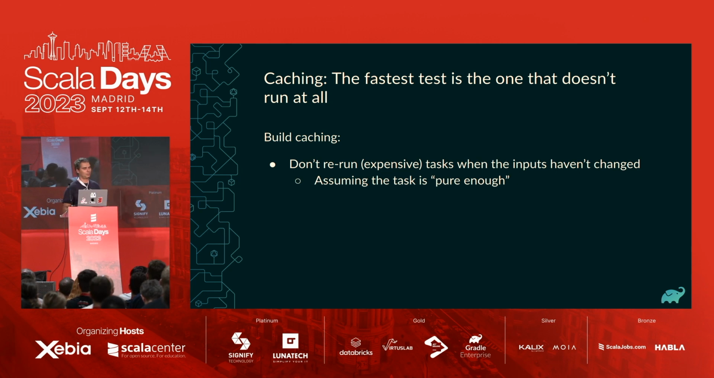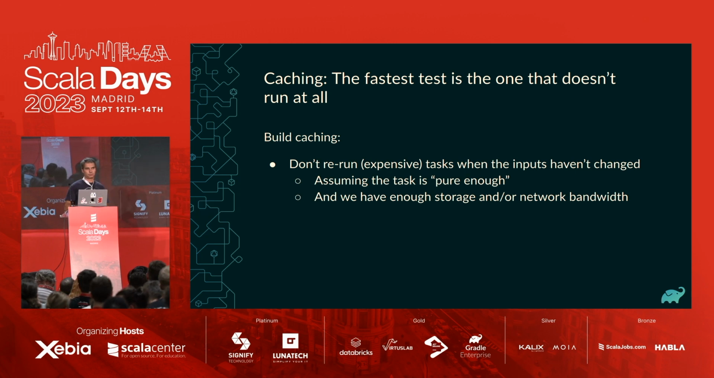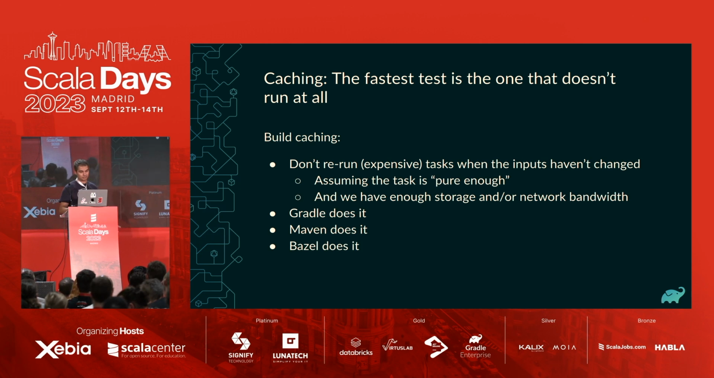Of course, you will run into trouble at some point if you're not careful, but this can be done. And the other concern is that you will need enough storage and network bandwidth. This is a trade-off. You might need to download a lot of stuff from the cache and upload. And it's not always clear that it's faster to do that compared to recompiling some sources. Especially if you're on a network-constrained device, maybe you're at home working remotely, uploading a lot of stuff may not work very well. But Gradle does it, Maven does it, and Bazel does it.